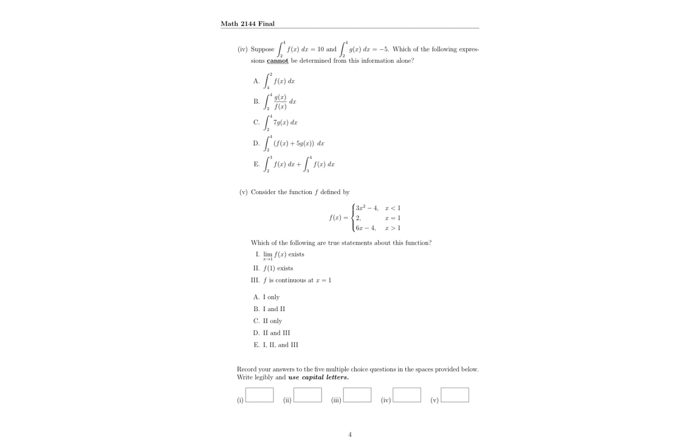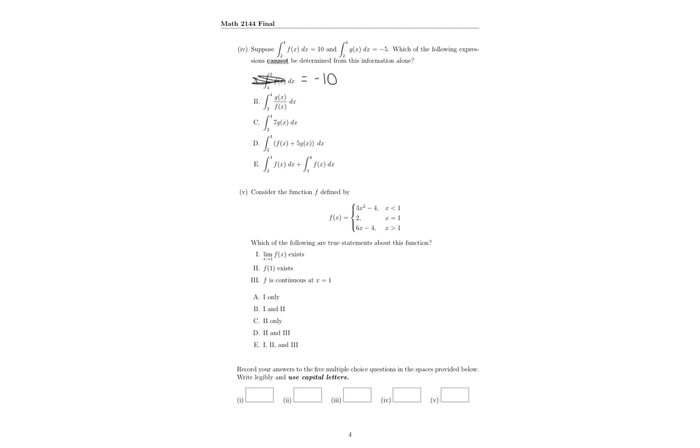Continuing on, suppose we're given this integral, and from 2 to 4, f of x equals 10, and from 2 to 4, g of x is negative 5. Which of the following expressions cannot be determined? Well, from 4 to 2, if we just flip our bounds, all that does is give us the negative version, so it would be negative 10, so it's not that one. The integral of g of x over the integral of f of x, that's going to be the answer here. You can't divide two integrals. That's not how that works. It's just a property of integrals.